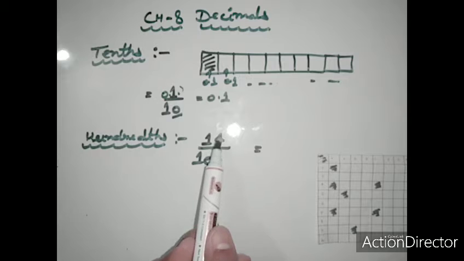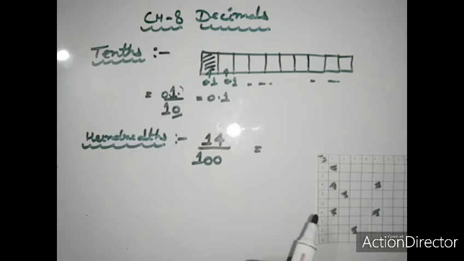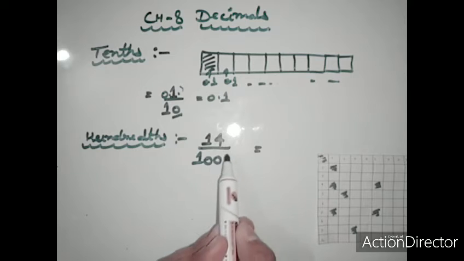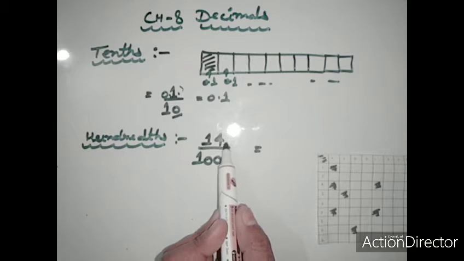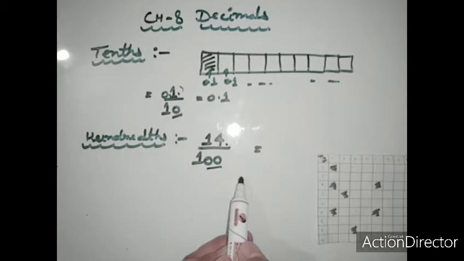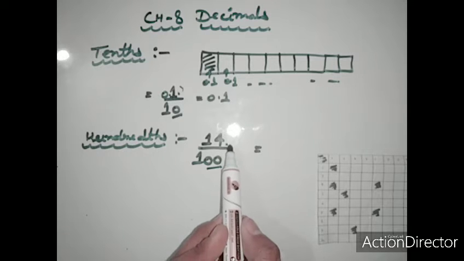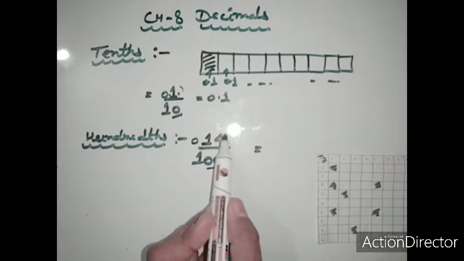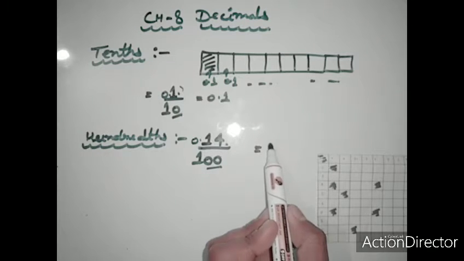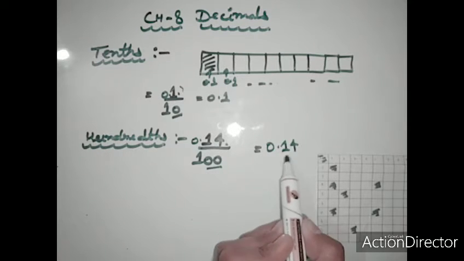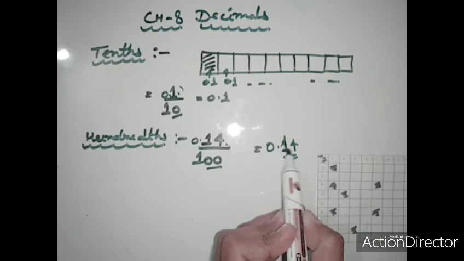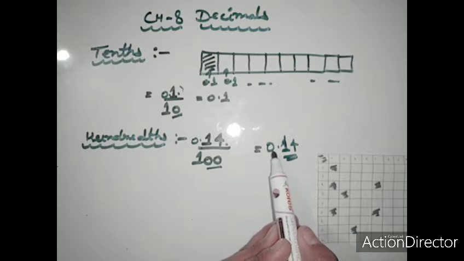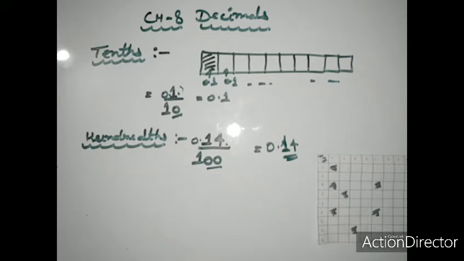100 as 14 hundredths. Okay, so now how do we put a decimal in this fraction? Where is the decimal place? At the last end of the number. And what is the total number of zeros? 2. So this decimal jumps 2 places to the left hand side, 1, 2. So here we get 0.14, right? If we divide this 14 by 100, we get the same answer and the same value, 0.14.